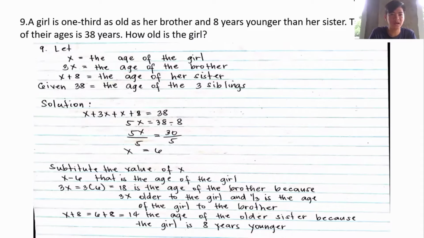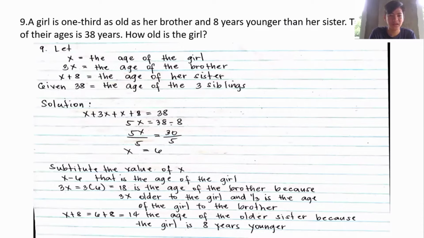A girl is 1/3 as old as her brother and 8 years younger than her sister. The sum of their ages is 38 years. How old is the girl? Let x equal the age of the girl, 3x the age of the brother, and x plus 8 the age of her sister. Given: 38 is the sum of the ages of the three siblings.